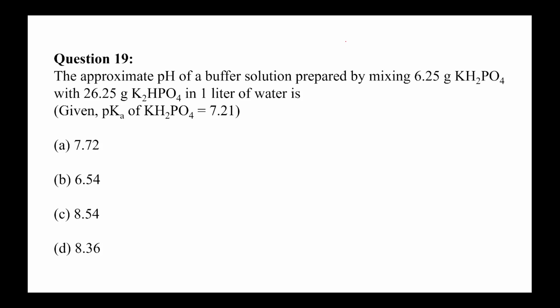Okay, the next question is approximate pH of a buffer solution prepared by mixing 6.25 grams of KH2PO4 and 26.25 grams of K2HPO4 in 1 liter of water. So again, this is similar to what we have been solving. So I think by this time you will be able to solve this question. So in the interest of time, I'll skip this question. I'll request who was asking?